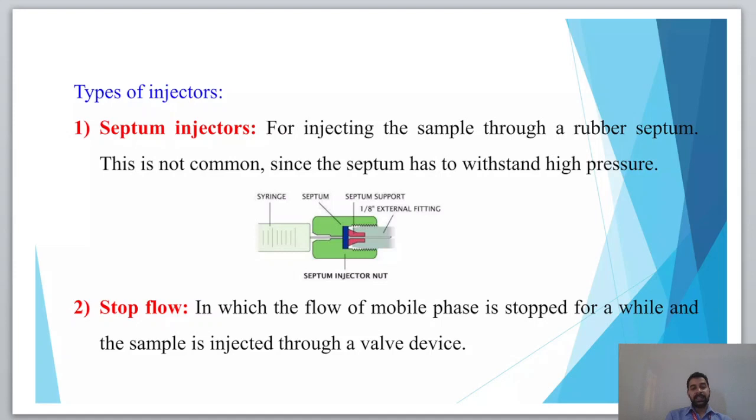Septum injectors, here in the diagram: syringe, septum. Here rubber septums are there, two rubber septums are there, and in between them we are going to incorporate our needle. So after putting pressure for injection, the sample goes through a rubber septum. This is not common since the septum has to withstand high pressure. Stop flow, in which the flow of mobile phase is stopped for a while and the sample is injected through a valve device.